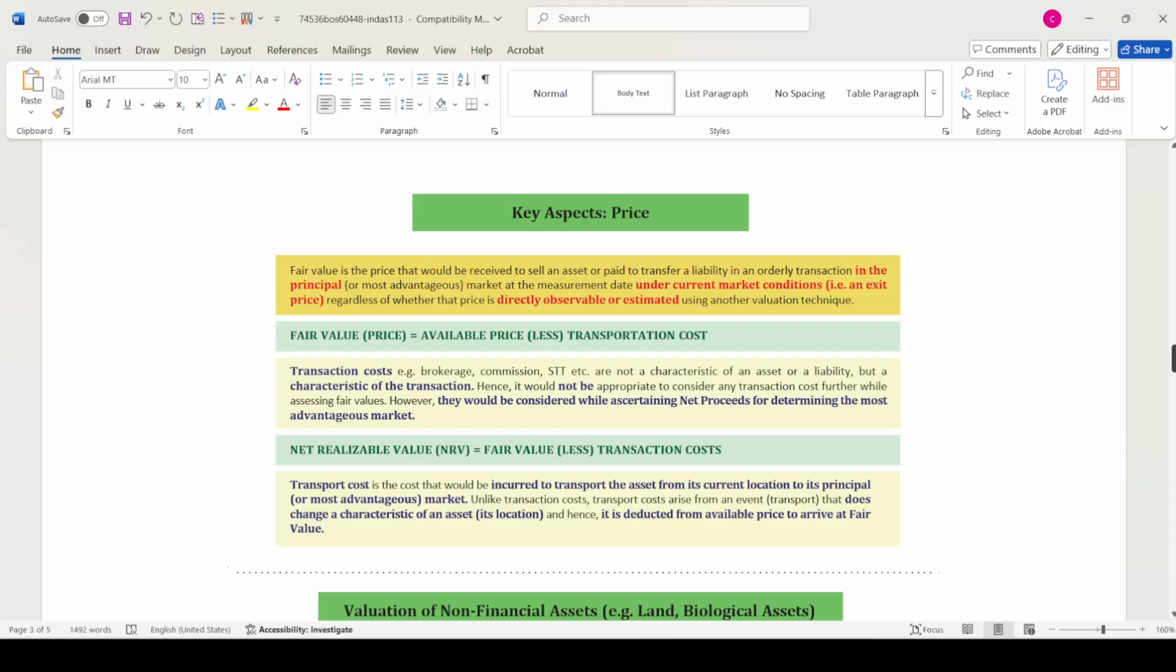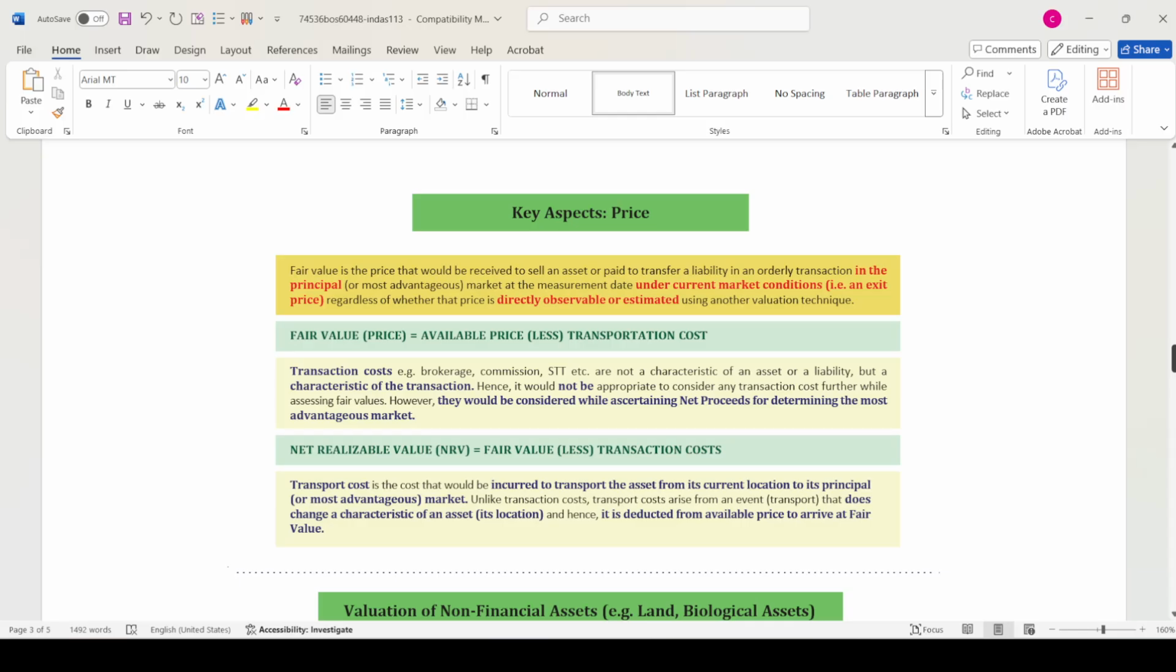Okay, while determining the fair value, we should deduct from the available price, that is the quoted price, the transportation cost. That is, we should not deduct transaction cost. What is the logic behind why we shouldn't deduct transaction cost? We are valuing the asset, right? Now let us understand what is transportation cost. Transportation is the cost which is incurred in order to sell the asset. Transaction cost is nothing but, what are the examples of transaction cost?